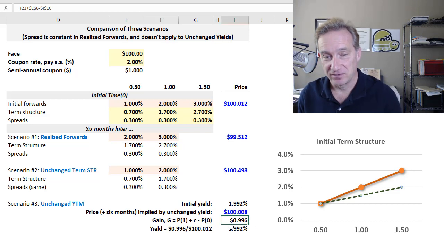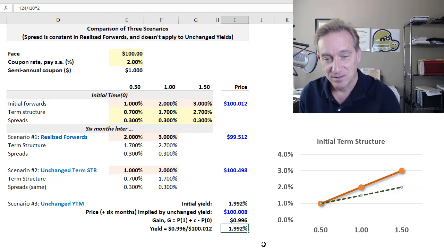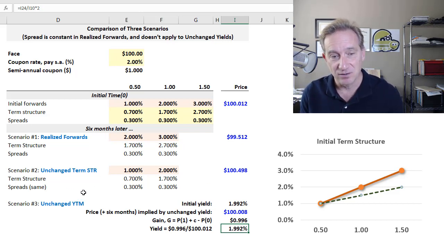And what I also showed here is, what's our dollar gain here? Well, it's just shy of a dollar because we received a one dollar coupon. This is over the 6 month period. From initial time to 6 months later, our dollar gain here is the capital appreciation plus any coupon. Well, we got a dollar in the coupon, but per the pull to par, we lost a little bit on the price. Hence, this is a little bit less than a dollar. But if I divide that dollar gain into the initial price and multiply by 2 to annualize, I get 1.992%, matching the yield. So that's a bit of a reconciliation. But those are the three basic scenarios: realized forward, unchanged term structure, or unchanged yield to maturity.